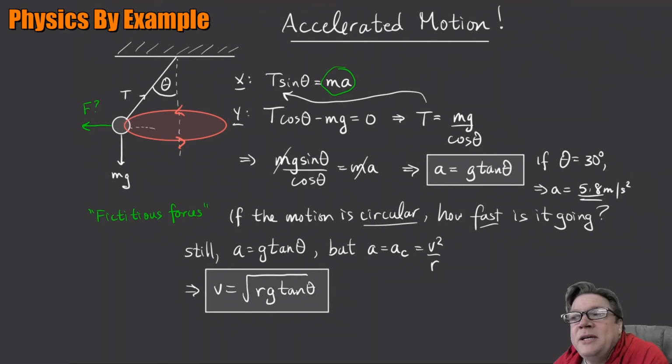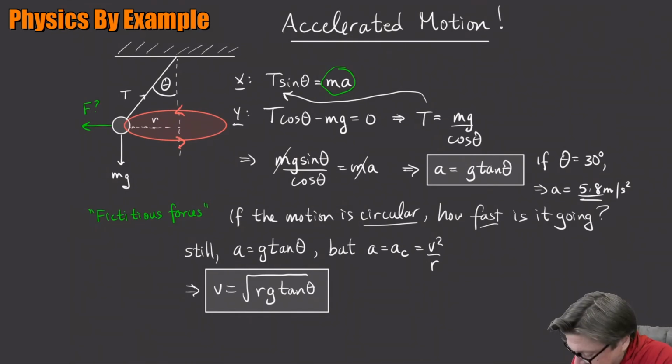Cool. So that's the speed you need to travel at, in order to go around a circle that makes an angle theta with the vertical. So again, if it's 30 degrees, let's say, now we need to tell you what that R is. R is the radius of that circle, the radius of the circular motion.